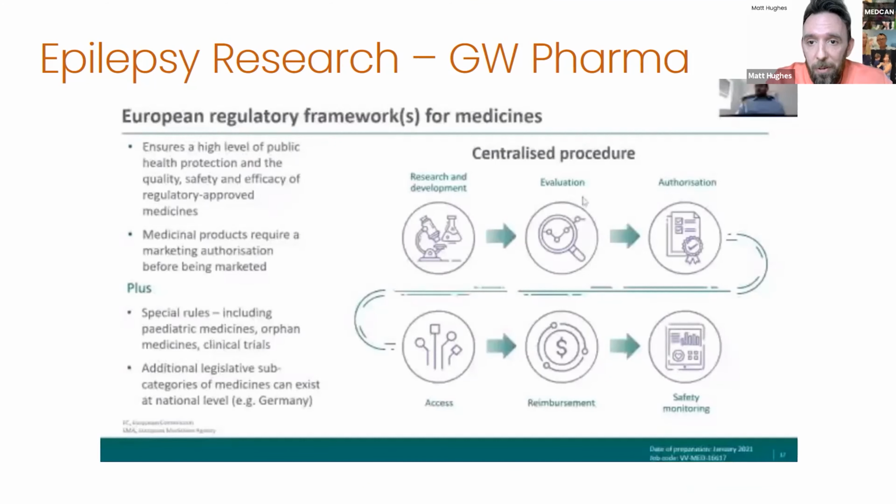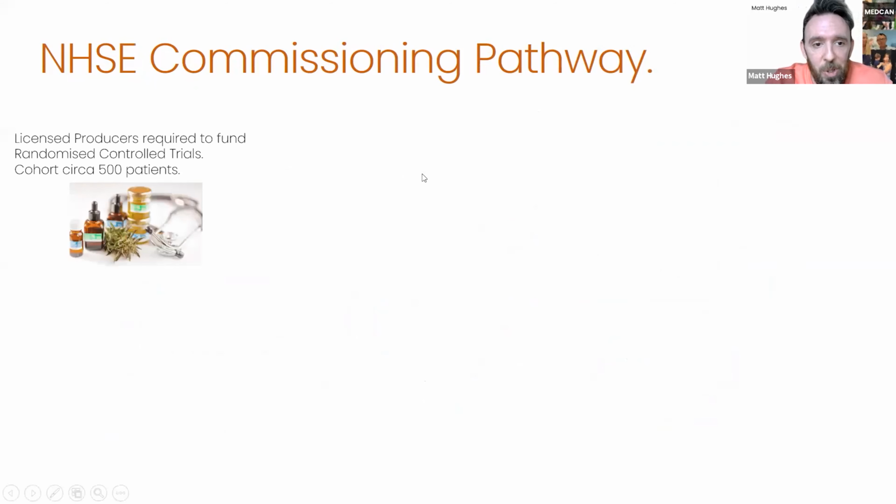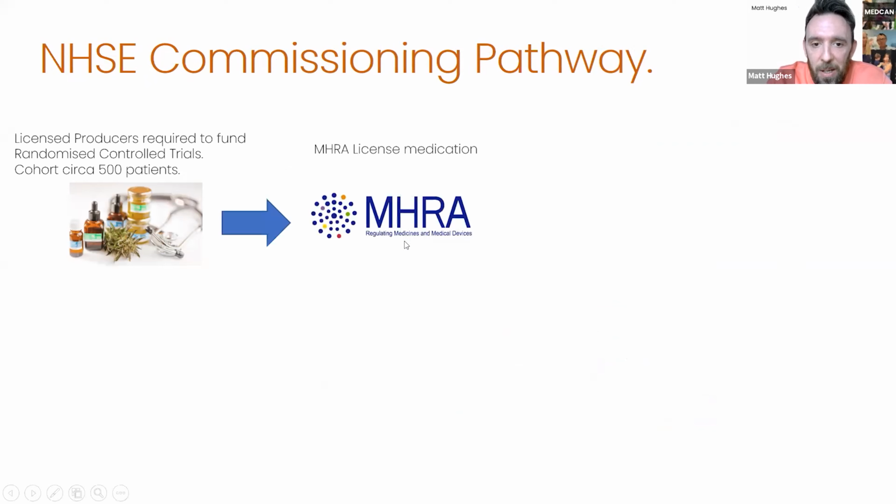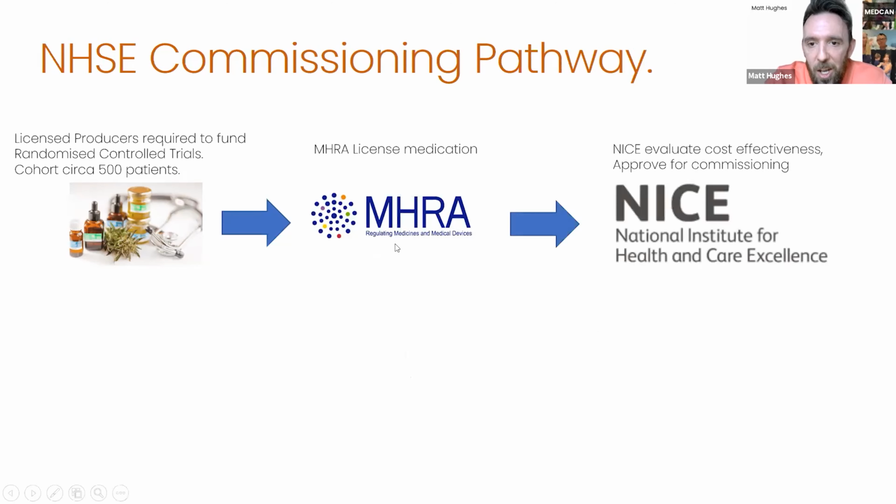So in the UK, or in England, should I say, it looks a little bit like this. You have the licensed producer who would have a randomized control trial, roughly around 500 patients in that trial. Obviously, the trial will cost millions of pounds to run. But it would also have set outcomes within that trial. MHRA would then license that medicine depending on the outcome. Let's assume it's very positive. NICE would then evaluate the cost effectiveness of that product. They would then write their own guidelines and they approve for commissioning.